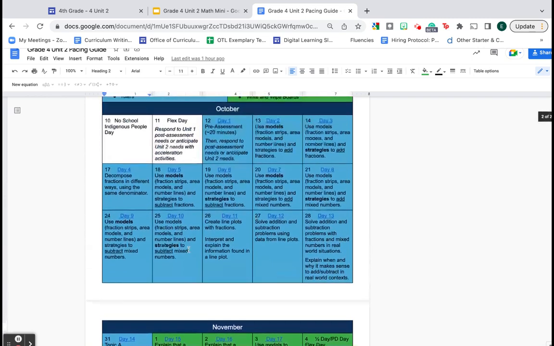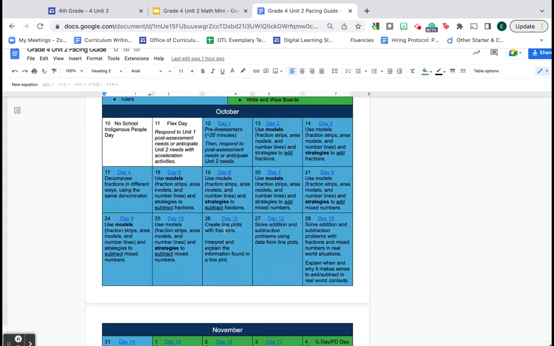I'm going to highlight something about topic A really quickly, which is to say that we alternate between models and strategies. And that's because we want to start concrete and conceptual before we move procedural. Another thing about our order is that we start with adding fractions, subtracting fractions, adding mixed numbers, subtracting mixed numbers. If you like that order, awesome, do it.